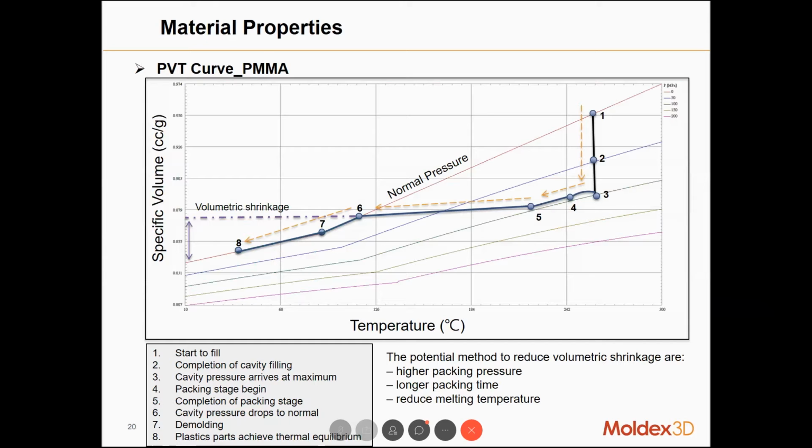So how to improve the gap between point 6 and point A? In general, you can try to increase the packing pressure or extend the packing time, or you can try to reduce the melting temperature in your process in order to solve the volume shrinkage problem.